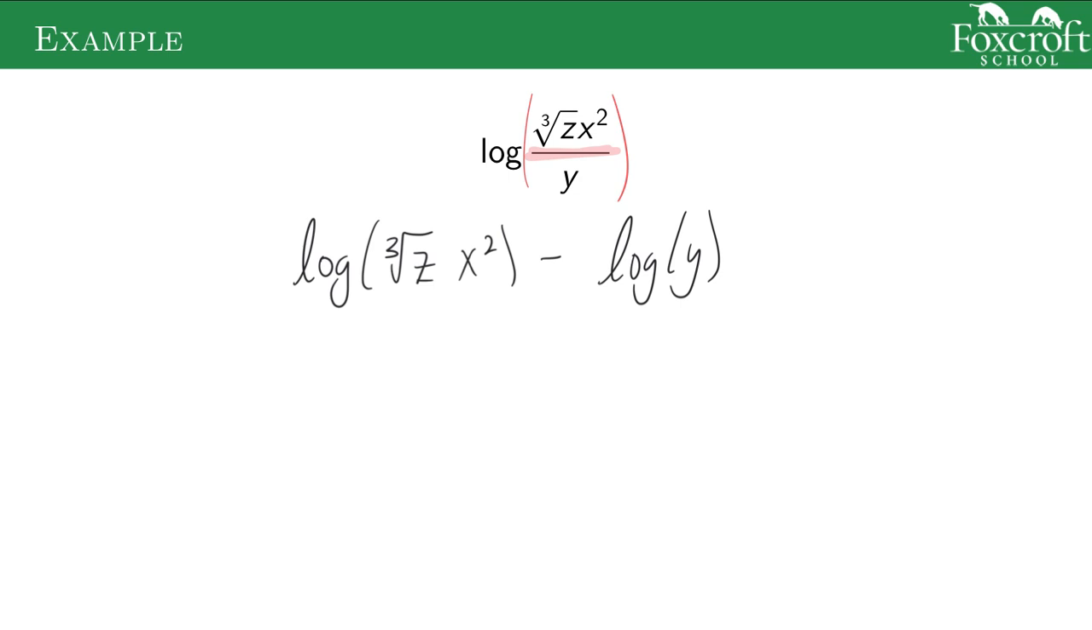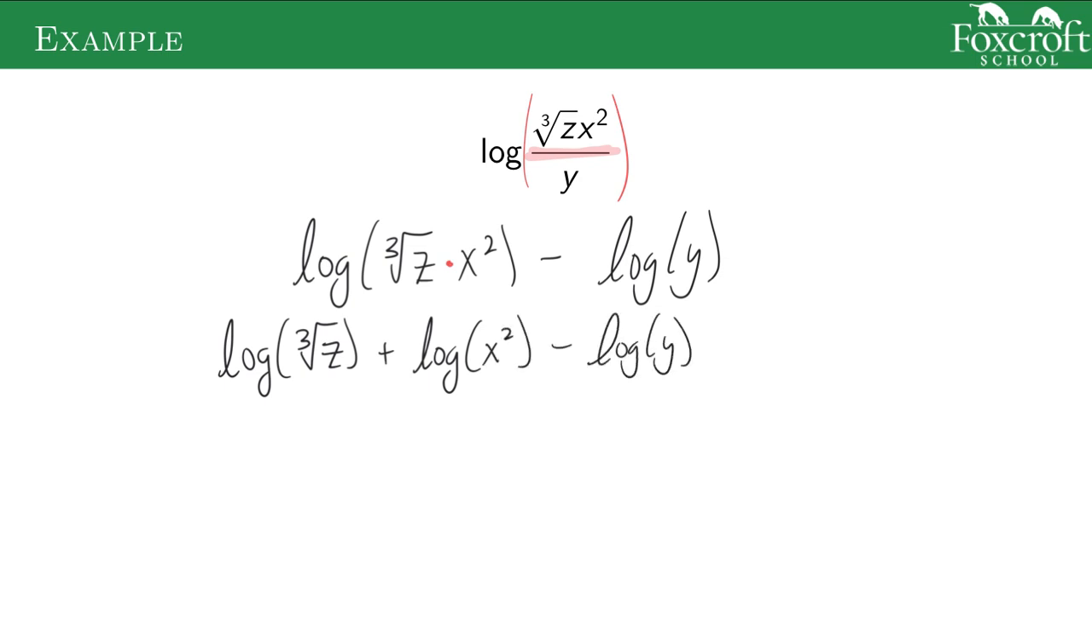The next thing I see is in this other log, I have the cube root of z times x squared. So that log I can break into two parts and put an addition sign between them, making sure I don't forget the part that's already there, the log of y. And the last rule is exponents, getting those exponents out. So this one is the obvious one. I can bring that 2 out in front.